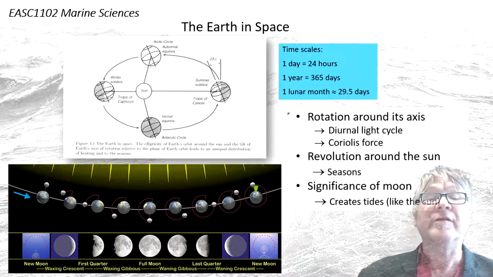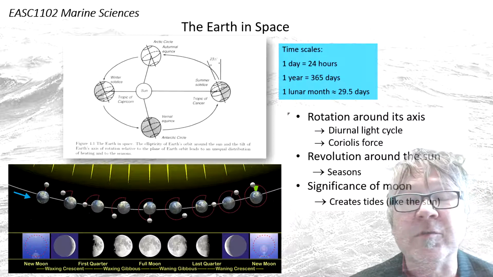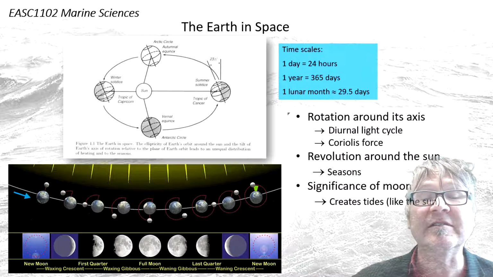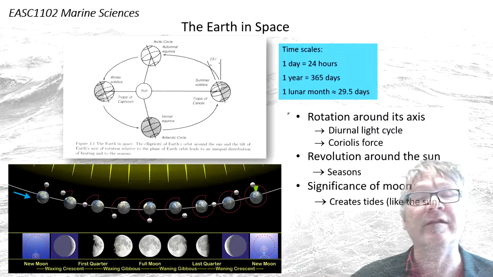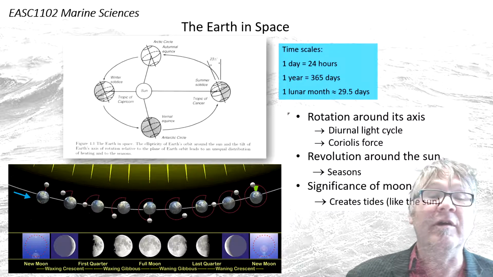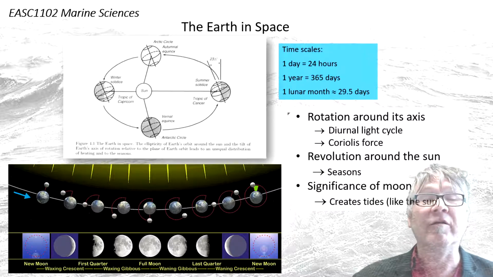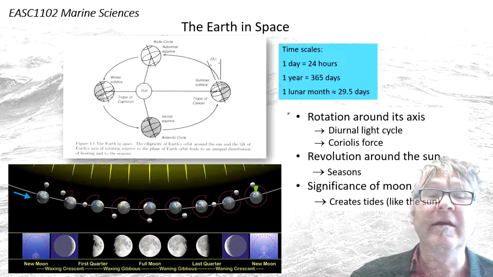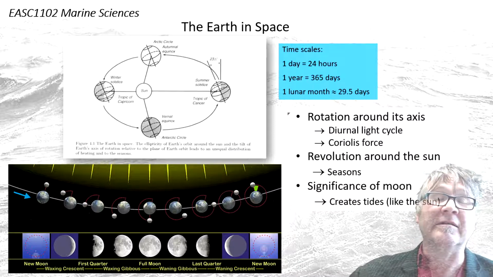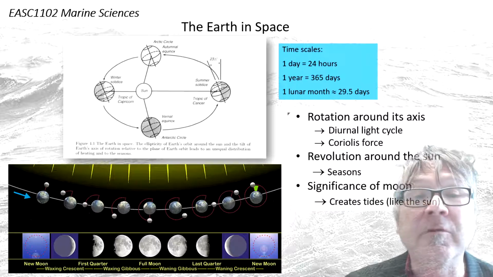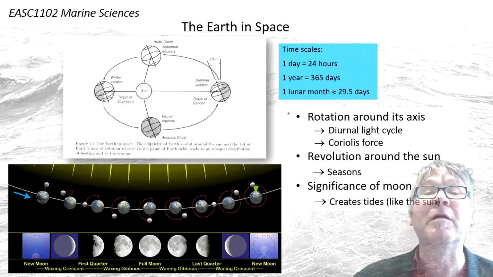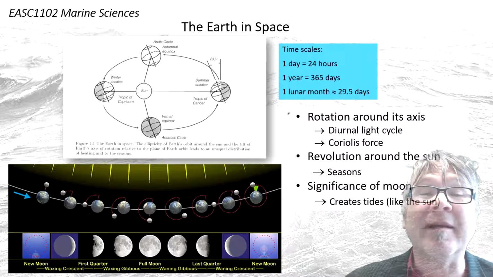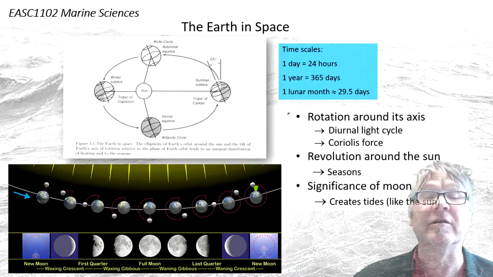And you have different time scales associated with these movement patterns. You have a diurnal time scale, 24 hours, and you have the time scale of a full year, which captures the seasons, and the time scale associated with the moon progression is called the lunar month, and it's actually 29.5 days long.